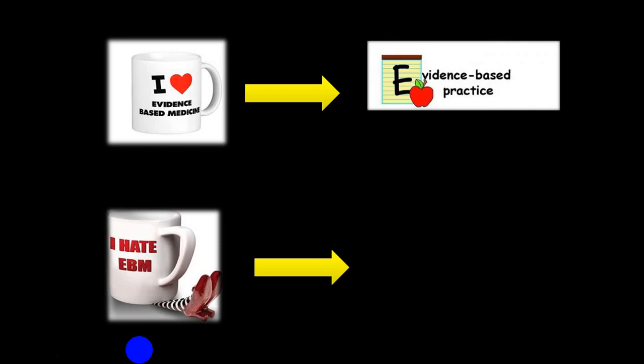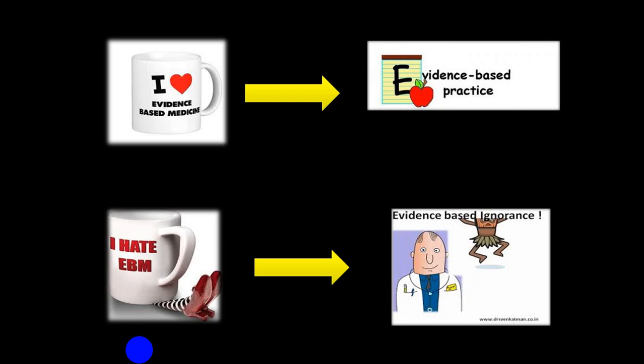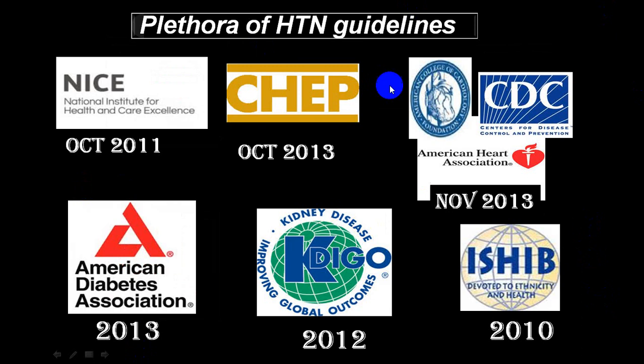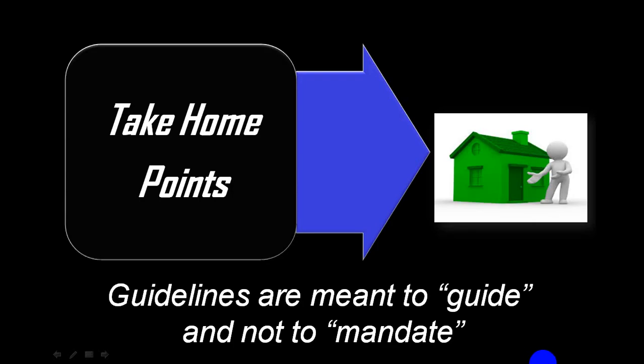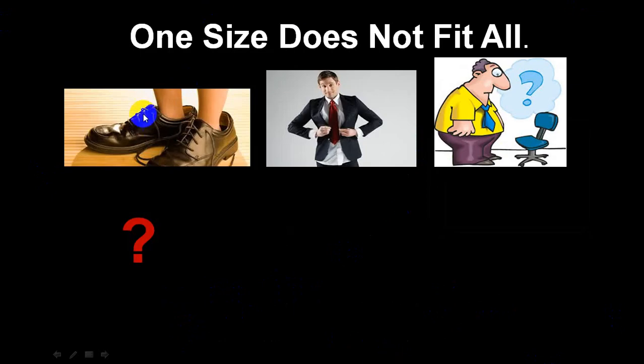Now, these are the things. Guidelines are evidence-based. Yes, evidence-based, you cannot ignore them. They should be utilized. There are a lot of guidelines, and every year some new guidelines come. Meaning, still we are not sure what is beneficial, what is dangerous. So what are the take-home points? Guidelines are meant for guidance, but they are not mandatory. If I purchase one shoe, it does not fit everyone. Just as a shoe does not fit, this coat also does not fit. So one size does not fit all.